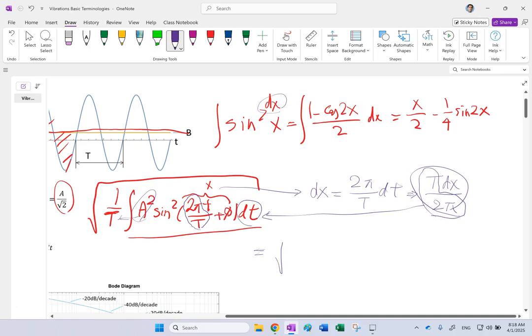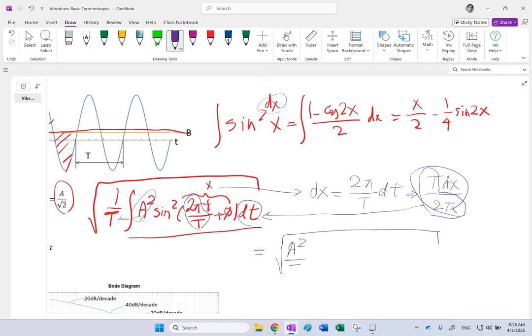So you are going to get the integral of a squared, let's bring a out, over t. And then this integral, remember this is from 0 to t, is going to be x over 2. And x, remember, is that whole thing, so it is that 2 pi t over t plus phi. It's that whole thing over 2. That's your x. And then minus 1/4 of sine of 2 times that.